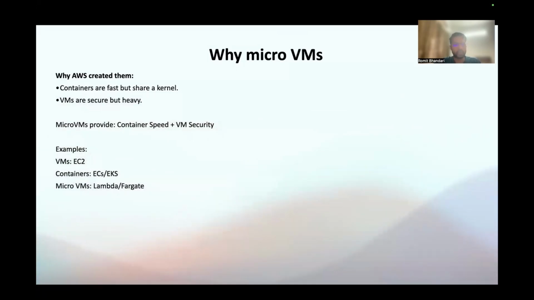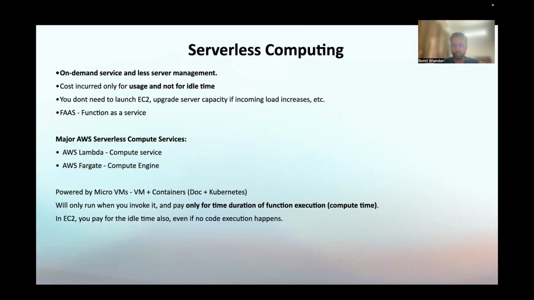Okay, and that's why you have micro VMs. Examples I already mentioned. Containers, you would see the container concept in ECS, EKS. Micro VMs, Lambda and Fargate, they are being run on micro virtual machines. VMs, anyway, we know that EC2 runs on virtual machines.